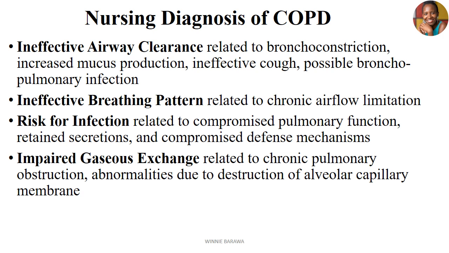So here are a few prioritized diagnoses that you can use when you're managing chronic obstructive pulmonary disease. One of them is ineffective airway clearance, which is related to bronchoconstriction, increased mucus production, ineffective cough, and possible bronchopulmonary infections. With airway clearance, we understand that in chronic bronchitis we have an aspect of blockage, you have excess mucus production, and this basically leads to blockage of the airways. So you want to focus on airway clearance.